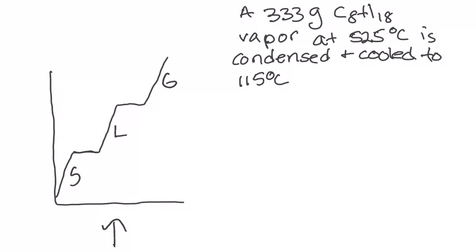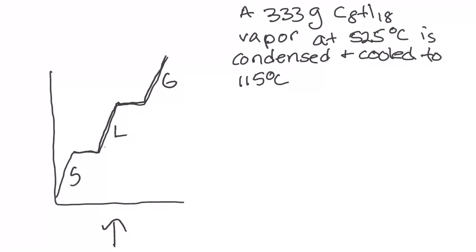It melts, and then when it's all melted, it heats up again, and it's a liquid. Then it reaches its boiling point. It boils until all of it's a gas, and then the gas is heated up. So this is a generic heating curve. We have to be specific for our material, which is octane.